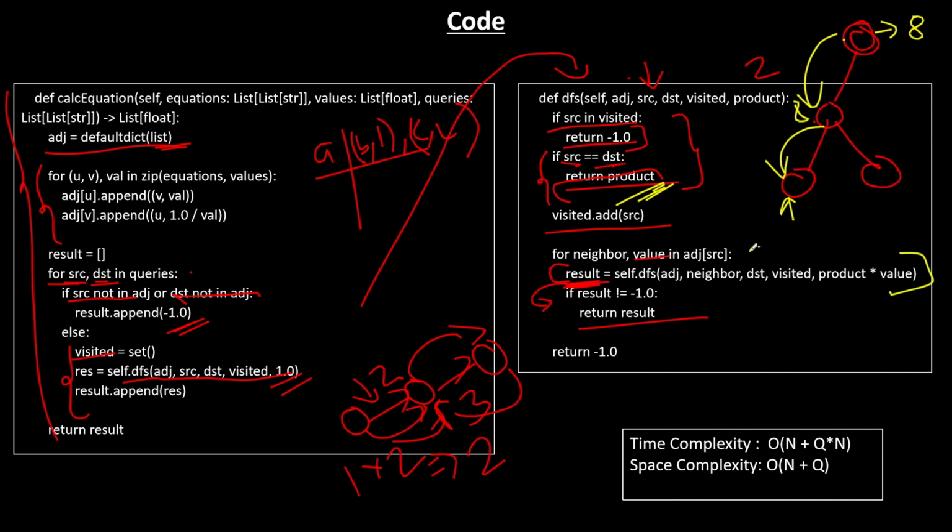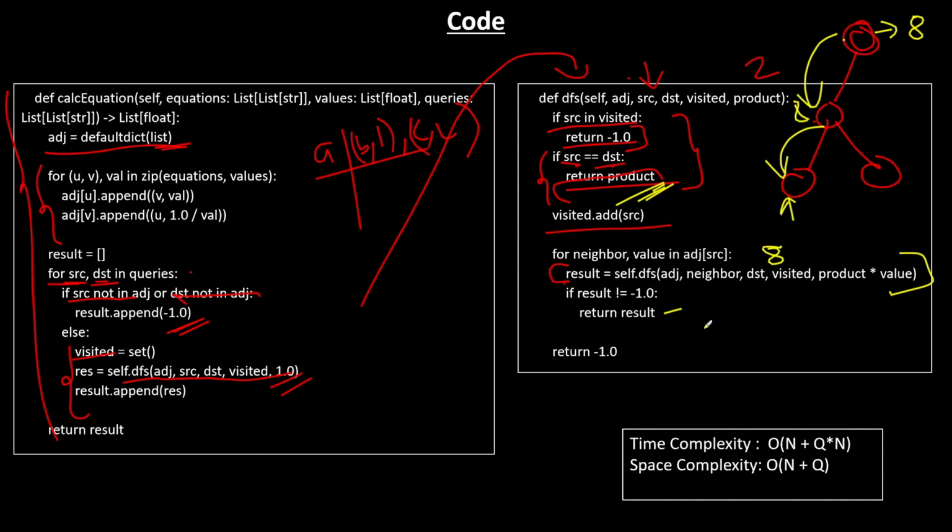Please have an understanding of recursion before going to solve any graph questions, because that will help you to understand the problem in a much easier way. Okay, so you get the result of 8 in here, right? Then you check if the result is not equal to -1, then return the result. Otherwise, if the result is equal to -1, then you return -1 at the end after the complete iteration.